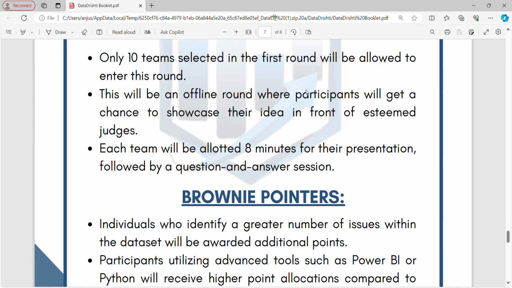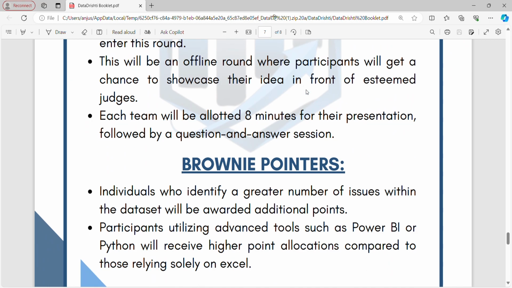So these are not of our course. Yeah, for brownie points, they have provided that individuals who identify a greater number of issues within the dataset will be awarded additional points. Participants utilizing advanced tools such as Power BI or Python will receive higher point allocations compared to those relying solely on Excel.